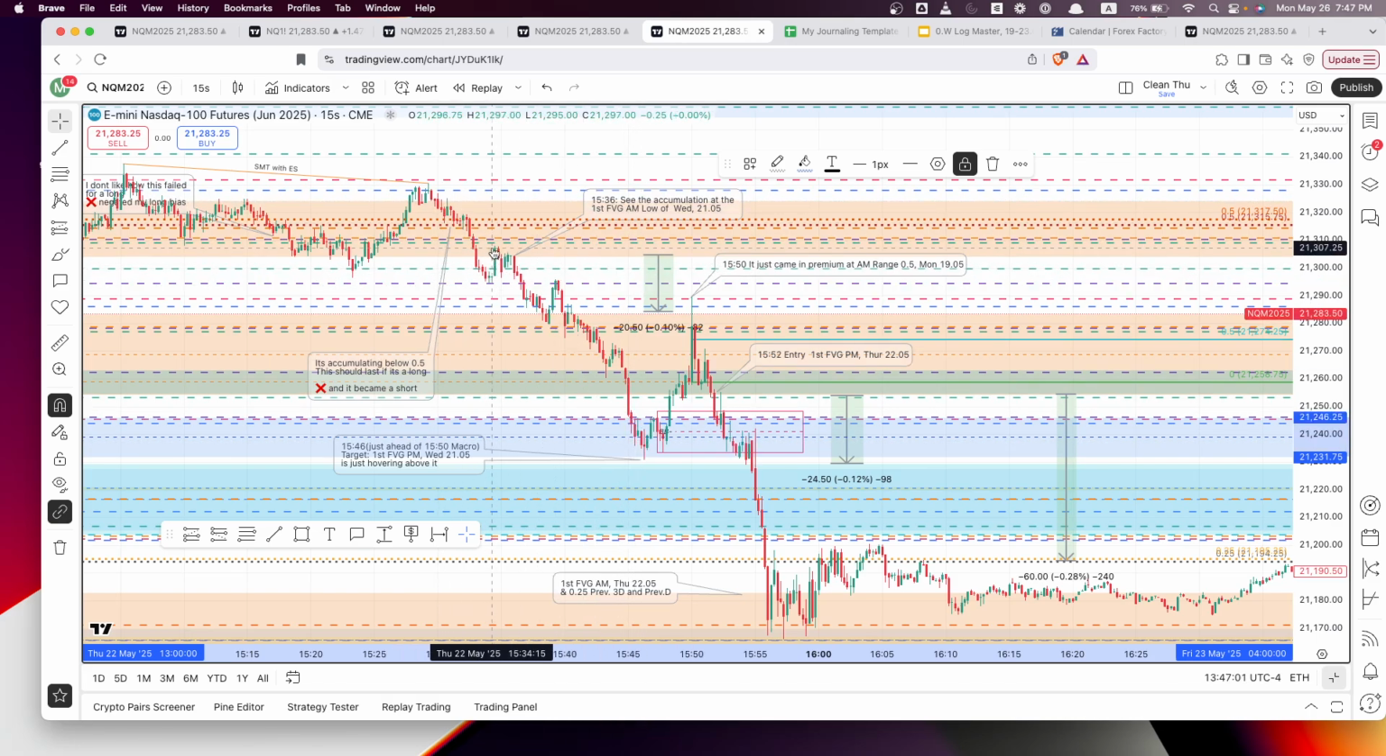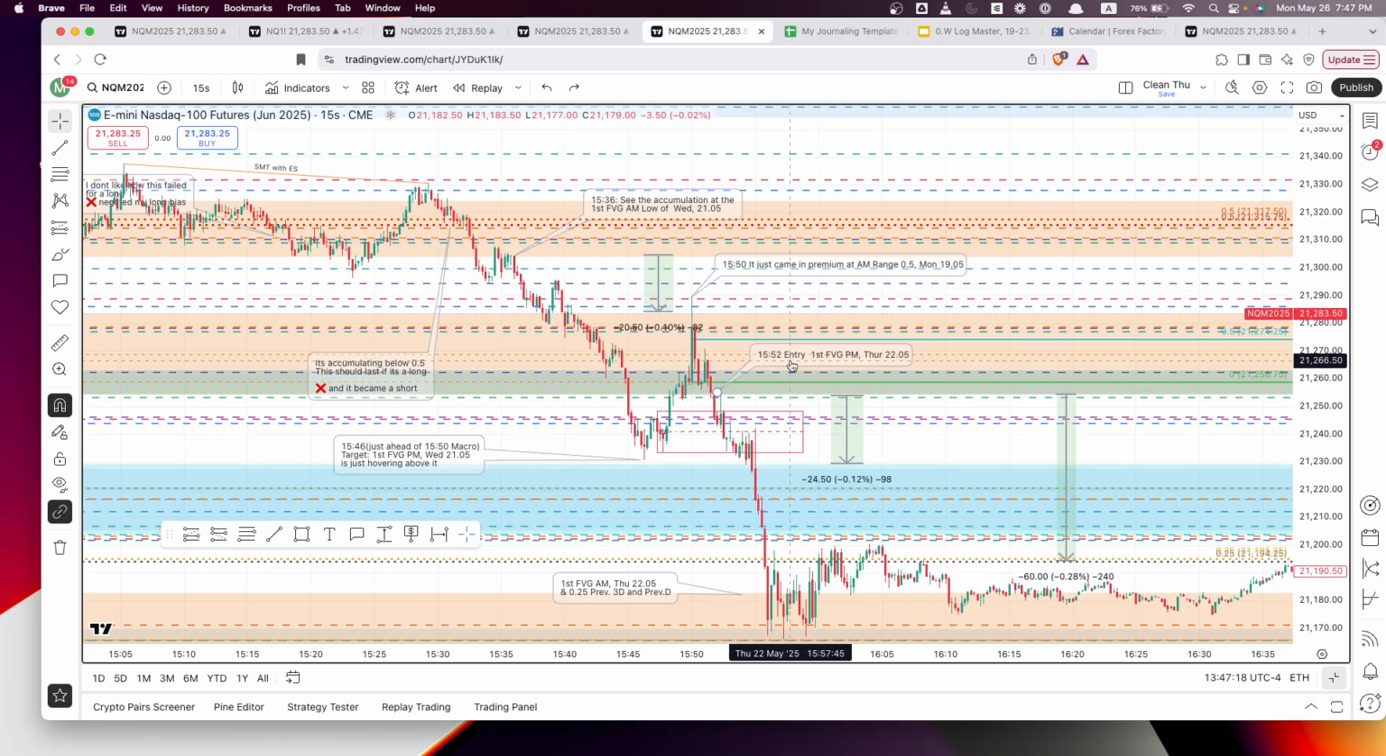So as we see, we can enter here, the first fair value gap low, stop loss above here or above here. And then we can target all the way here. And it takes around from 34 to 45. So it takes around 11 minutes for this to pan out. This was a trade. Let's see about Friday.